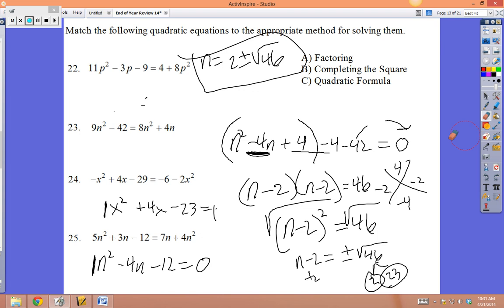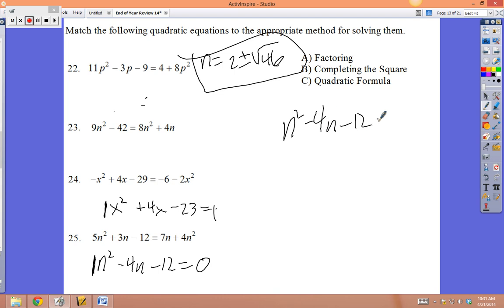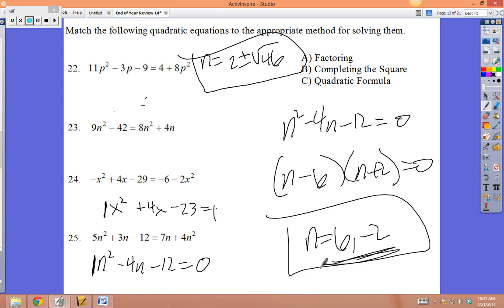The factoring one, so this number 25, the factoring is the easiest there is. So if you've got n squared minus 4n minus 12 equals 0, if you factor it, it's n minus 6 times n plus 2 equals 0. So then your n's got to be either a 6 or a negative 2. So when your answers are integers, they're easy, but it's when your answers are irrational, that's when it's kind of tough, it's hard.